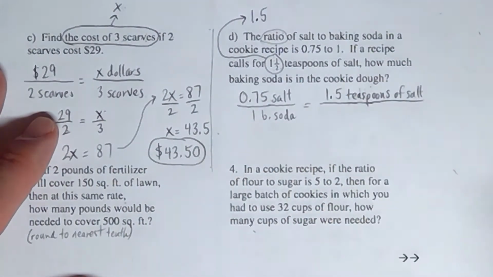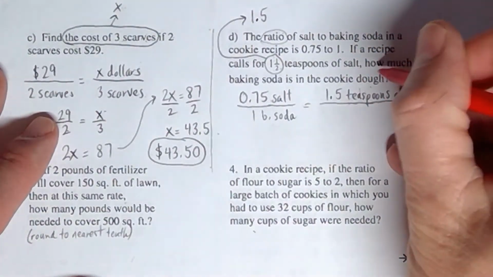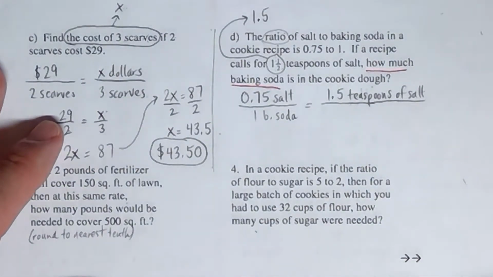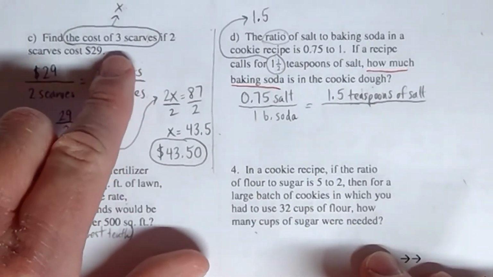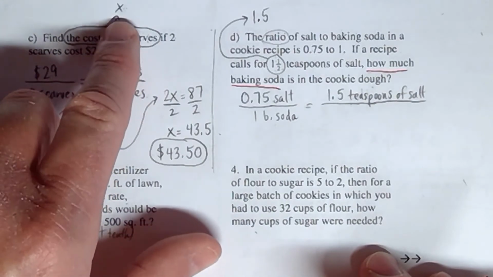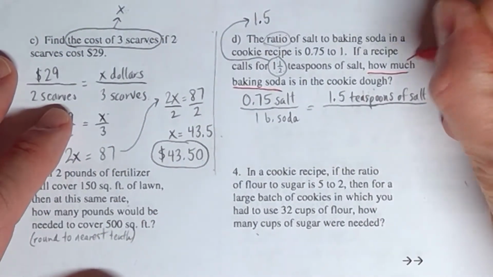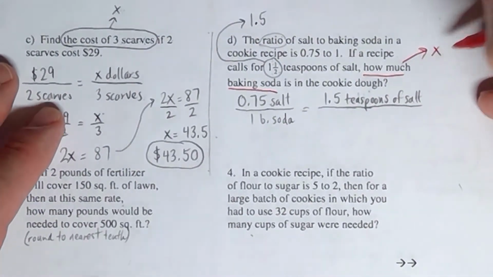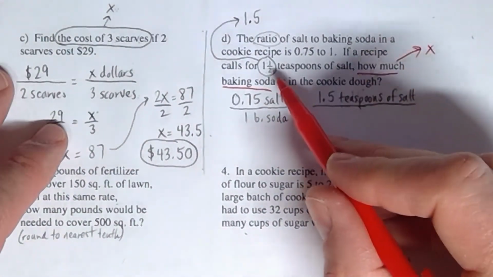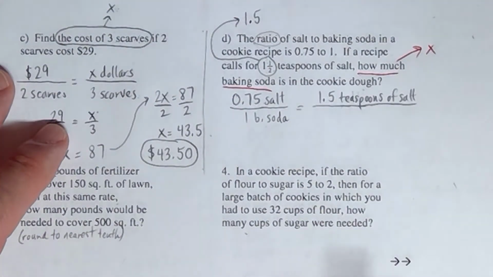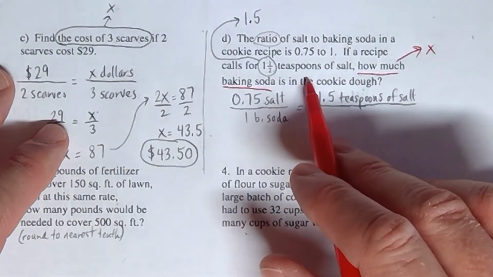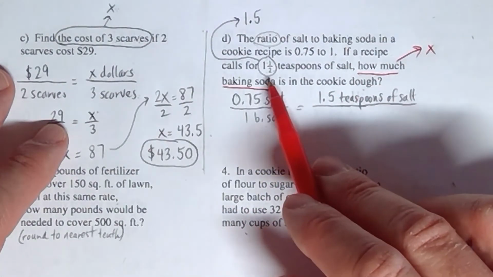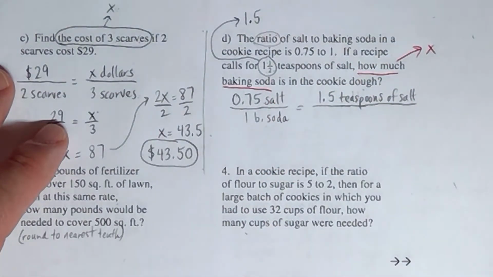Well, what's the question that they asked us in this problem? The question they asked us is, how much baking soda? That's the question. Just like in the last problem, we took the question and attached an X to it. Same thing here. How much baking soda? That's going to be your X right there. The amount of baking soda that goes with the 1.5 teaspoons. Remember it says if it's 1.5 teaspoons, then how much baking soda do you need? So the X is going to be the amount of baking soda that goes with the 1.5 teaspoons.